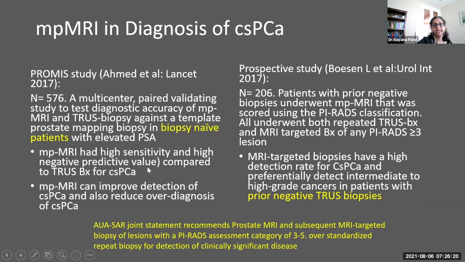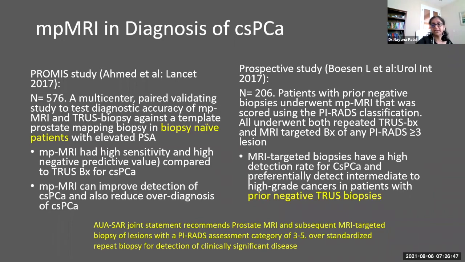And the study showed that multiparametric MRI had high sensitivity and high negative predictive value compared to TRUS-guided biopsy for clinically significant prostate cancer. Also, multiparametric MRI can improve detection of clinically significant prostate cancer and also reduce the overdiagnosis of clinically insignificant prostate cancer.